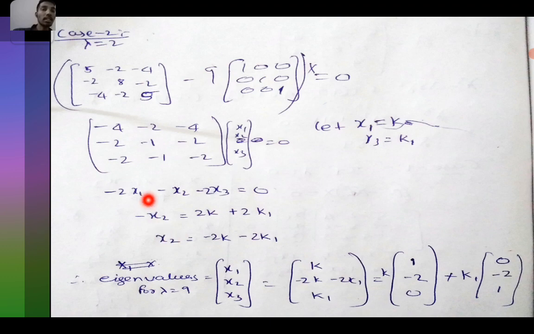By solving the equation minus 2x1 minus 2x2 minus 2x3 equal to 0, we get x2 equal to minus 2k minus 2k1. The eigenvectors for lambda equal to 9 are x1, x2, x3 equal to k, minus 2k minus 2k1, k1, that is k into (1, minus 2, 0) plus k1 into (0, minus 2, 1).